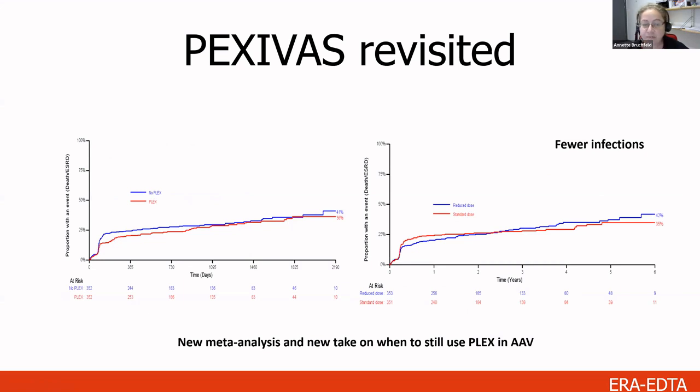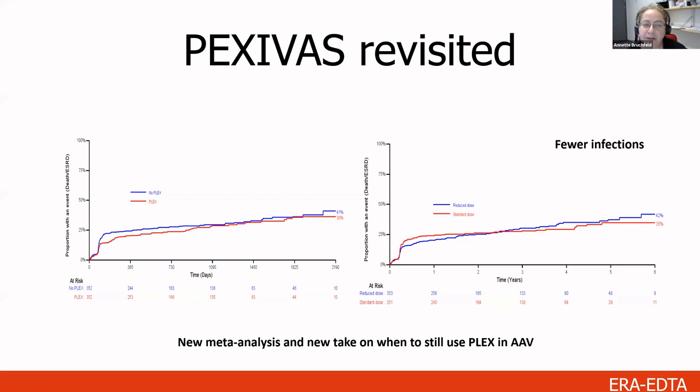So I just want to say very briefly about Pexivas, because we all know this was the biggest ANCA-associated vasculitis trial, which showed that in patients with GFR less than 50 randomized to either plasma exchange or not, plasma exchange didn't improve outcome. But the reduced dose of steroids or glucocorticoids was a positive outcome, as it didn't seem to make much of a difference if you used a higher or lower dose, and it had an important impact on fewer infections if you use the lower dose, 0.5 milligram per kilogram. So there is an ongoing new meta-analysis looking at Pexivas, and there will be a new take on when to still use plasma exchange in ANCA-associated vasculitis.